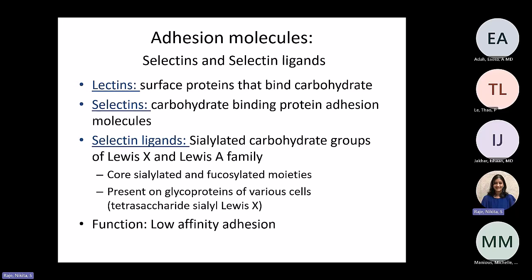These are sialylated carbohydrate groups of Lewis X and Lewis A family. They have a core sialylated and fucosylated moiety in them, and they are present on glycoproteins of various cells. So the sialylated and fucosylated moiety is really important, and we'll come back to that concept. But these are glycoproteins that are going to be able to bind to the selectins, right? So these are called selectin ligands. The function of selectins and selectin ligands, or their interaction, is to provide low affinity adhesion.